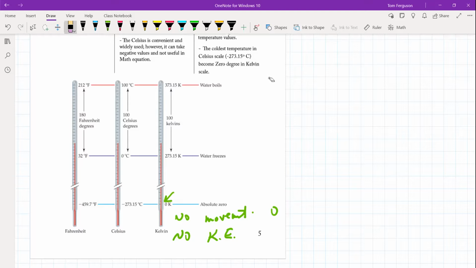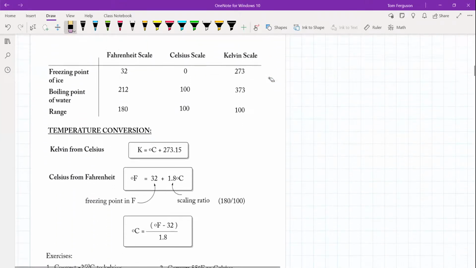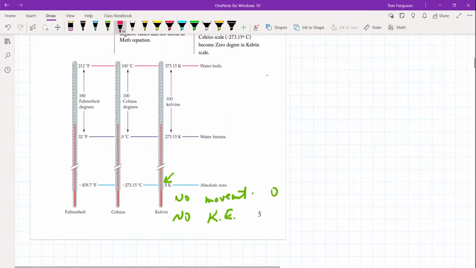Okay, so the definition of Kelvin is when any substance has no kinetic energy, no molecular movement, which is 0. Hence 0 Kelvin. Now we can go back and forth between the two temperature scales with this formula here. The difference between Celsius and Kelvin is 273.15.